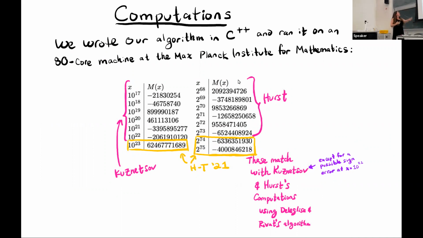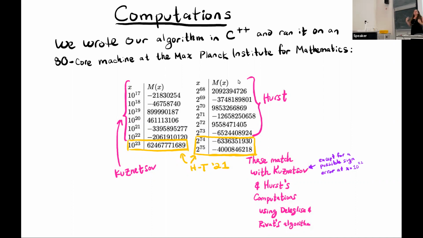So Harald and I put our algorithms in C++ and we ran them on an 80-core machine at the Max Planck Institute for Mathematics. They were very generously hosting us for sabbatical time, and they let us keep using their computational power for like a year afterwards. What we ended up doing, you can see here, is we extended Kuznetsov's work, so we were able to get an extra power of 10. And we were able to extend Hurst's work. They each chose different values: Kuznetsov did this at powers of 10 and Hurst did it at powers of 2. But in both cases, we were able to extend their work a little bit.